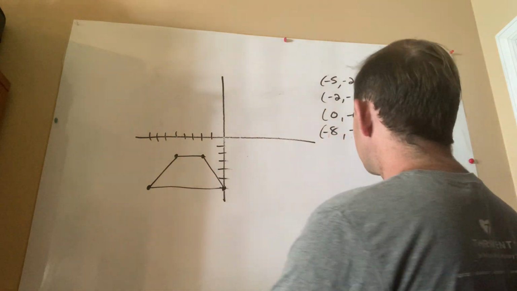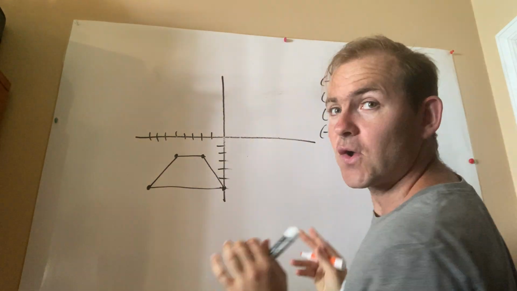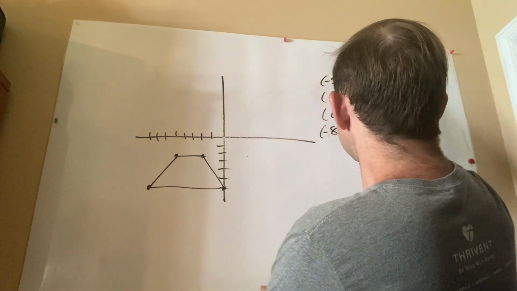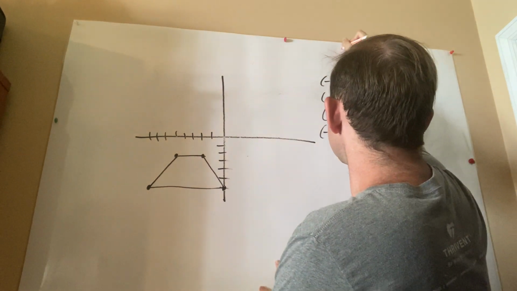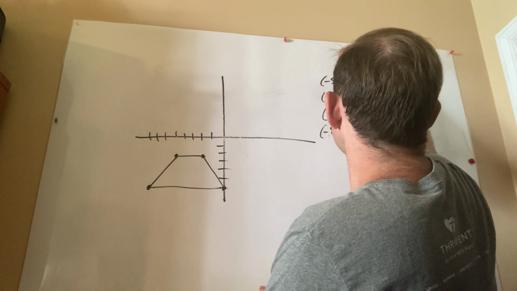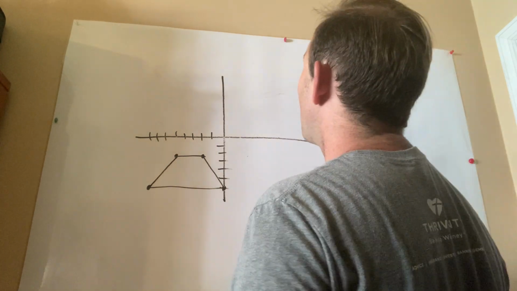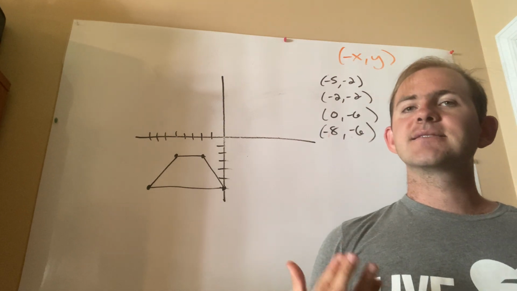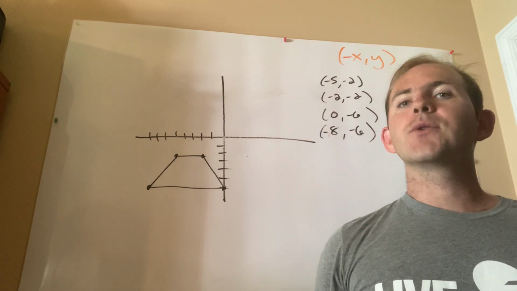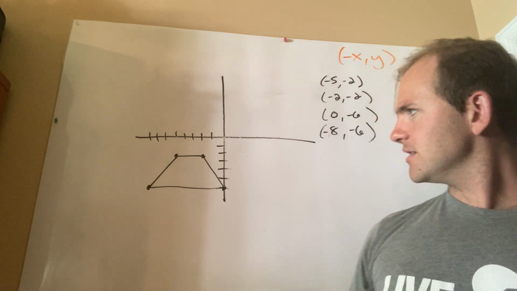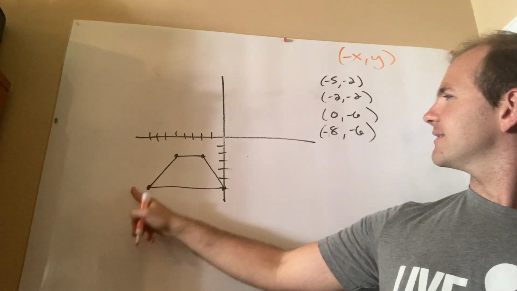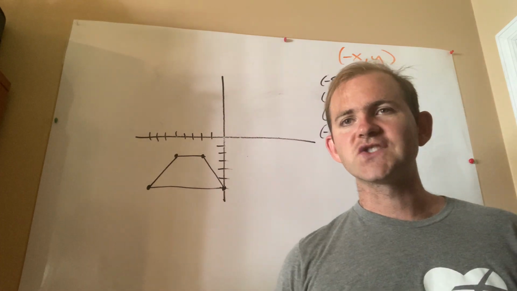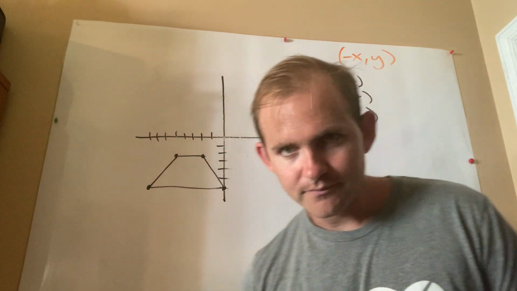Option 1, and this is my preferred option, is to use the coordinate rule for a y-axis reflection. What is the coordinate rule for a y-axis reflection, you ask? Negative x, comma, y. In other words, this time around, instead of changing the y-coordinate, we're changing the x-coordinate. And the reason for that is imagine that you're flipping this over here. The y values don't change. The only thing that changes is the x values.